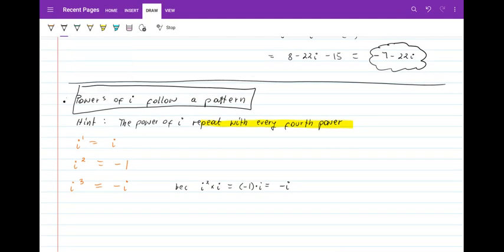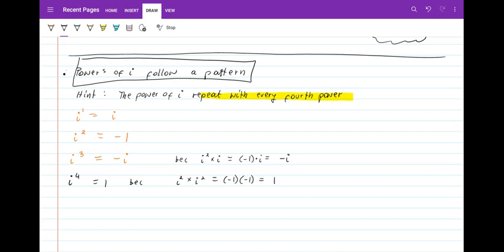And i to the 4th power is equal to 1, because i to the 4th power is the same as i squared times i squared, which is negative 1 times negative 1, and that will give you positive 1. Okay, and then everything will be repeating again.